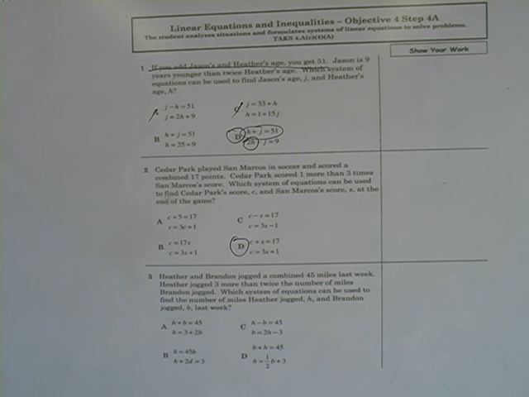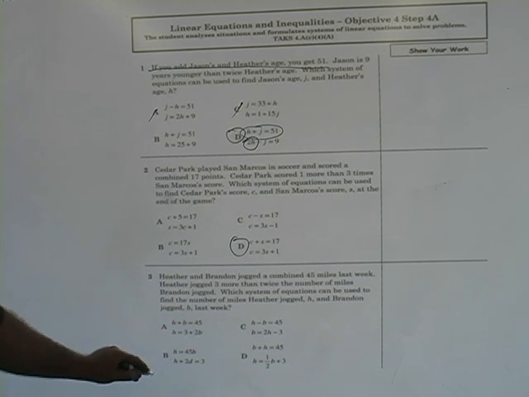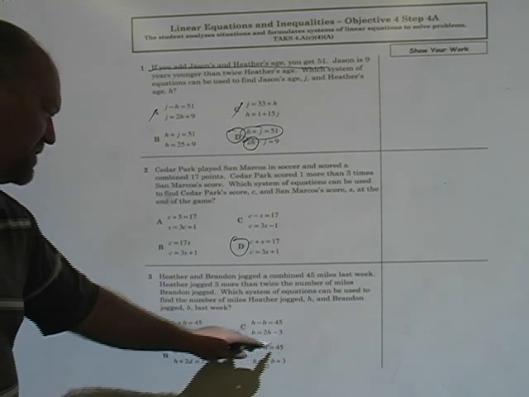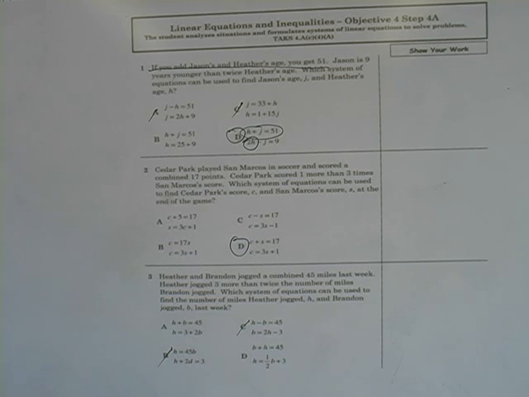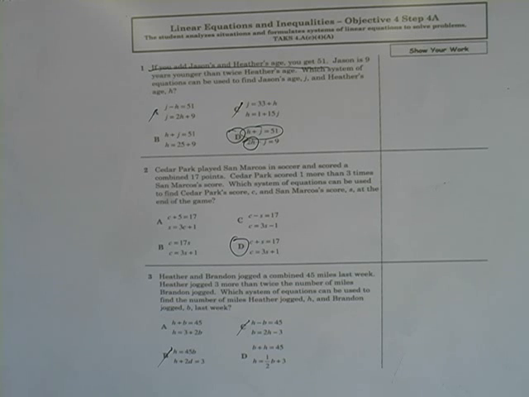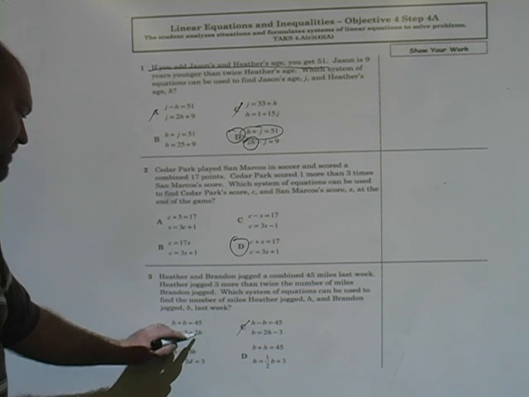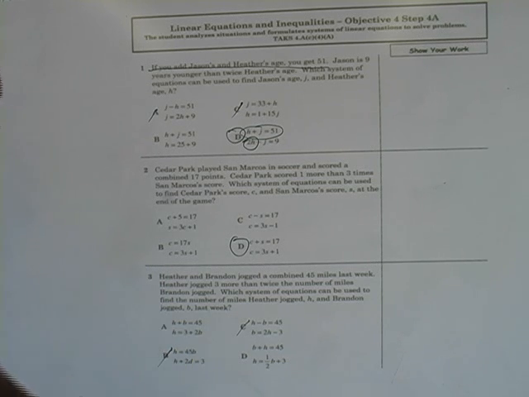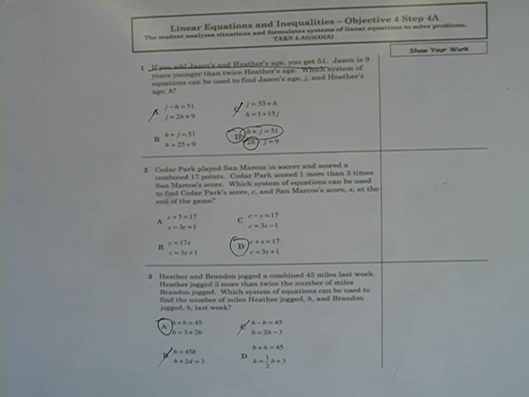Number 3. Heather and Brandon jogged a combined 45 miles last week. So H plus B equals 45. And we can rule out those two. It also tells us that Heather jogged 3 more than twice Brandon. Heather jogged 3 more than twice Brandon. This one says 3 more than half of Brandon.